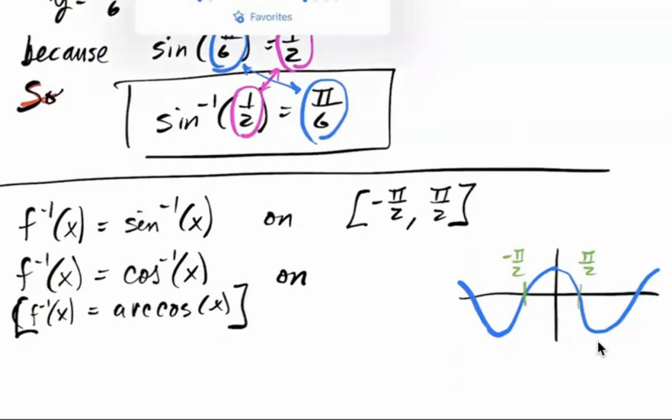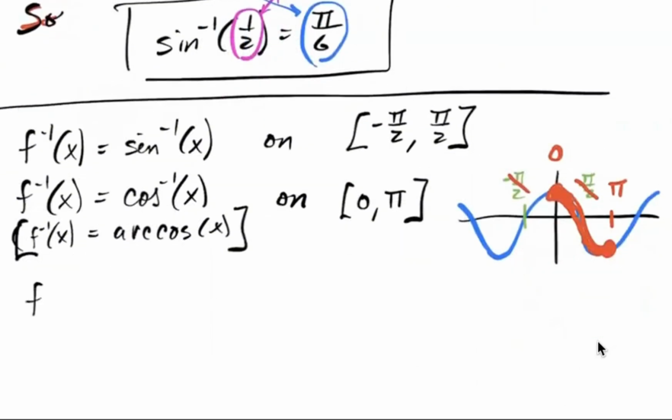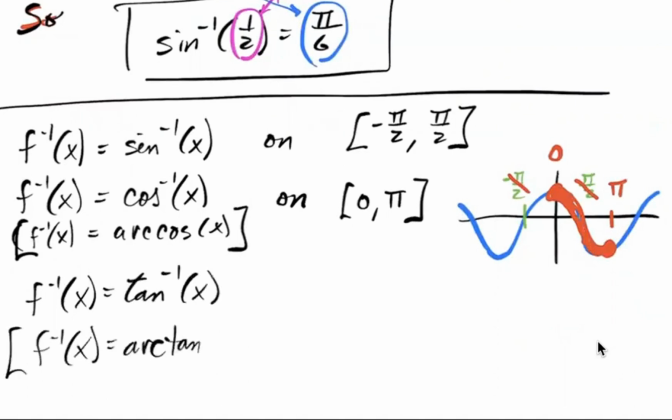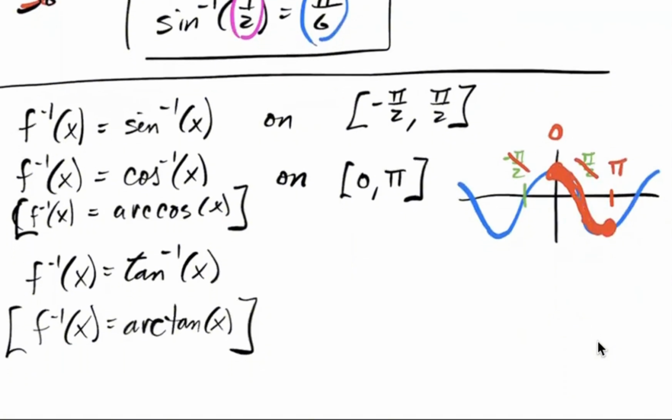So instead, we have to pick a different domain, and we're going to do 0 to pi. On that interval, cosine is 1 to 1. So for the inverse cosine, we're going to do 0 to pi. And then the last one that we'll talk about is the inverse tangent function, which can also be written as arctan of x. We have to restrict that domain also, and that one we can do negative pi over 2 to pi over 2.